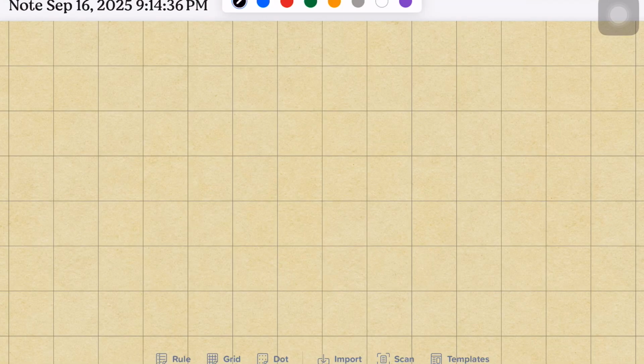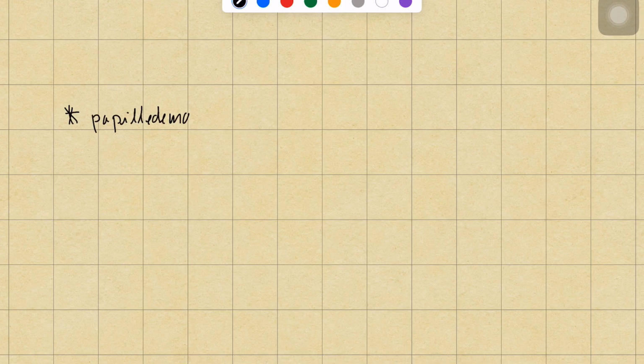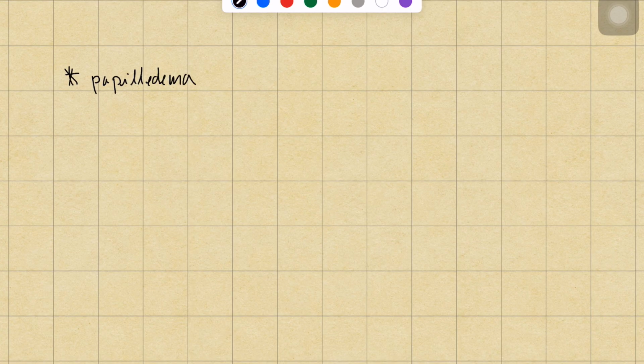Okay, so this is a video going over the different types of edema related to the eye. One that we'll encounter a lot here is known as papilledema. Papilledema is also known as optic disc edema. The optic disc is the head of the optic nerve, or cranial nerve 2, and when you look at it with a fundoscope, it looks pretty swollen.